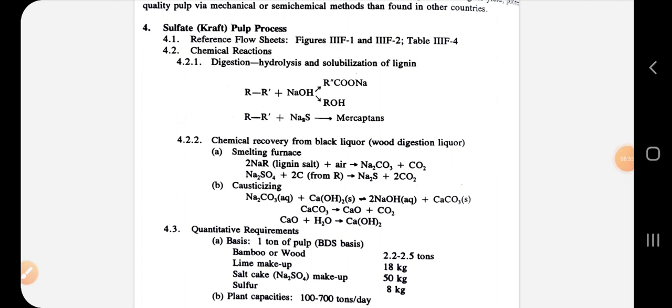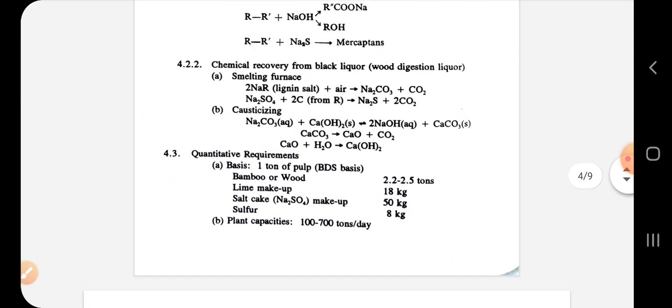This chemical method for manufacturing pulp from wood is known as the sulfate pulp process, also known as the Kraft process. The quantitative requirements of this plant are bamboo or wood, lime for makeup, salt cake, and sulfur. The typical capacity of this plant can range from 100 to 700 tons per day.